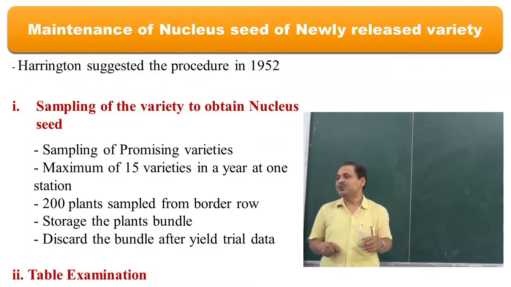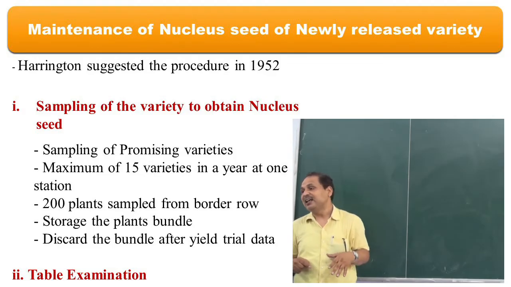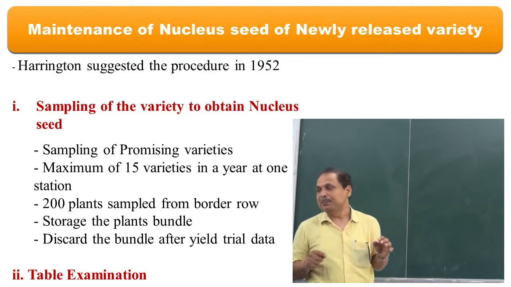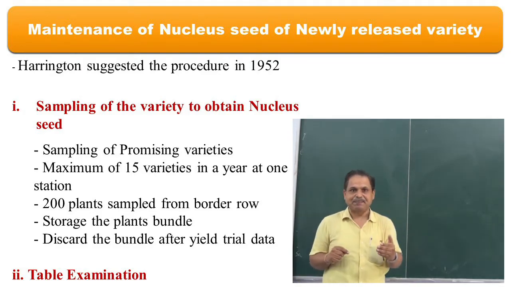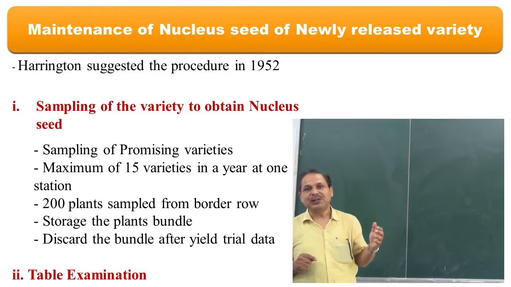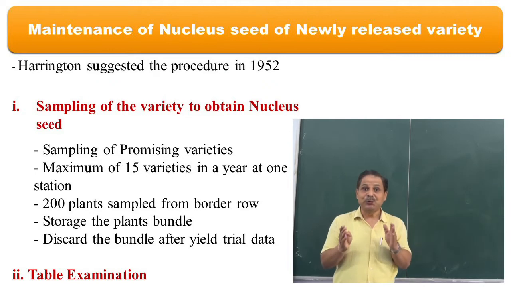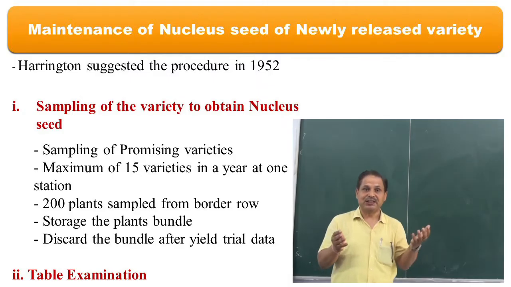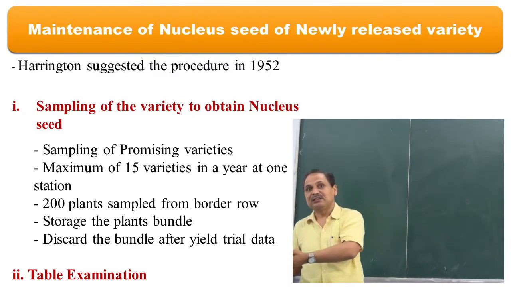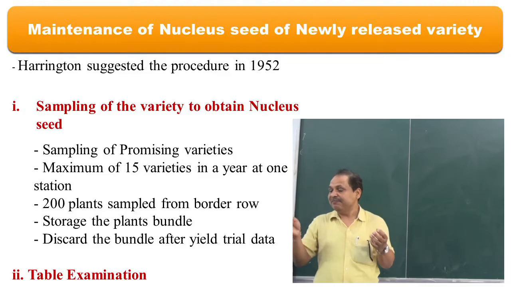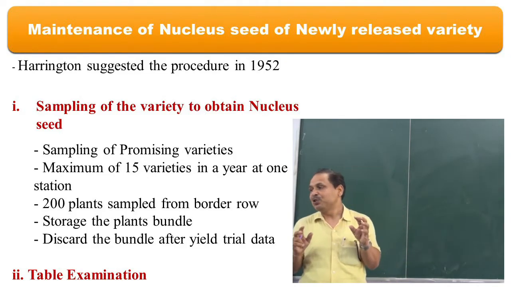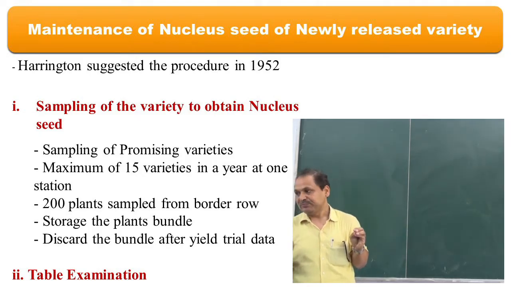For the maintenance of nucleus seeds of a newly released variety, Harrington suggested procedures in the year 1952. There are different steps in maintaining the nucleus seeds of a newly released variety. We should underline that these are newly released varieties, but their seed production comes under the seed production chain. The first step is the sampling of varieties to obtain nucleus seeds.